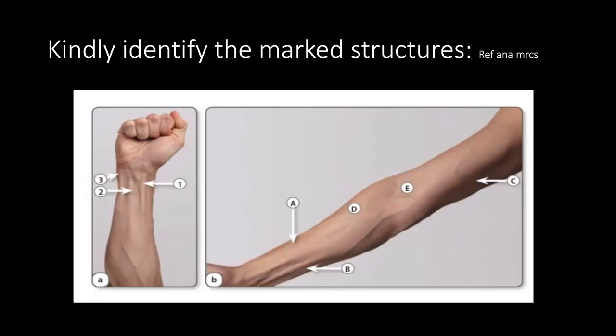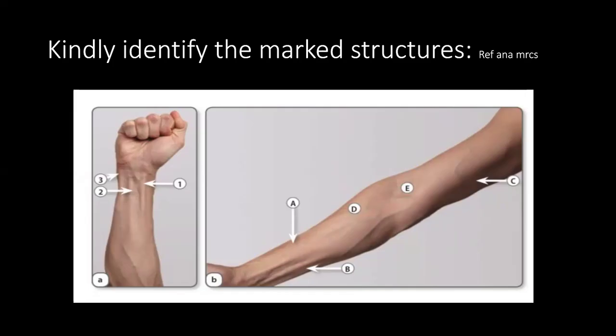Ma'am, in the superficial compartment, the muscles are pronator teres, flexor carpi radialis, flexor carpi ulnaris, palmaris longus, flexor digitorum superficialis, and in the deep compartment, the muscles are flexor digitorum profundus, pronator quadratus and supinator. And what about the back?